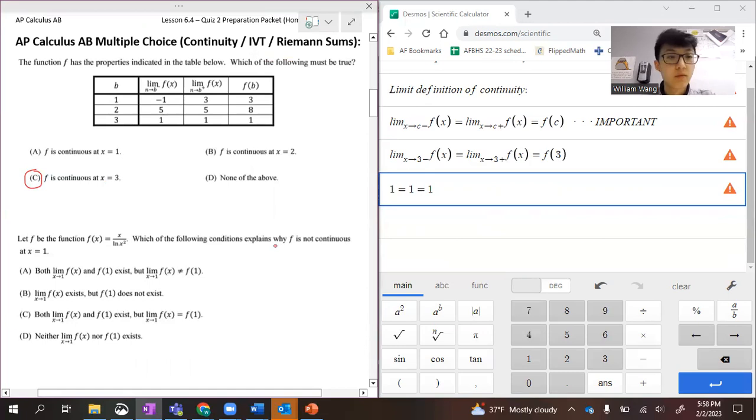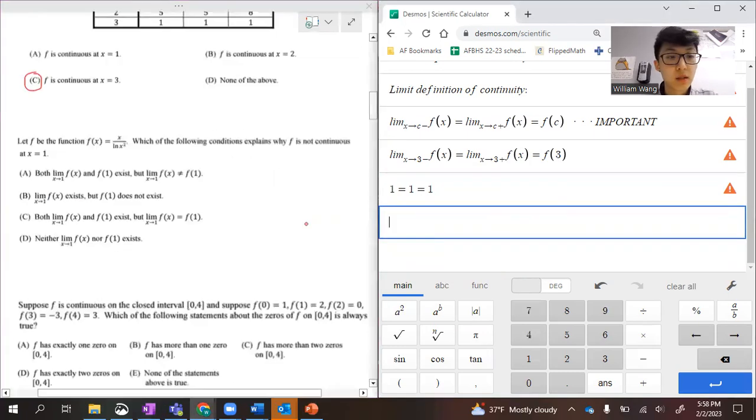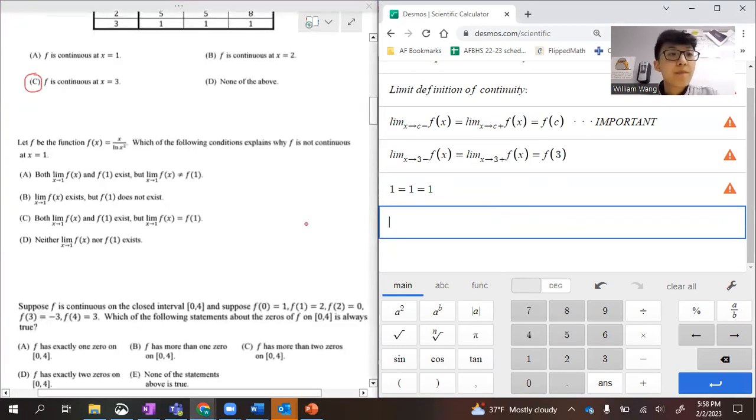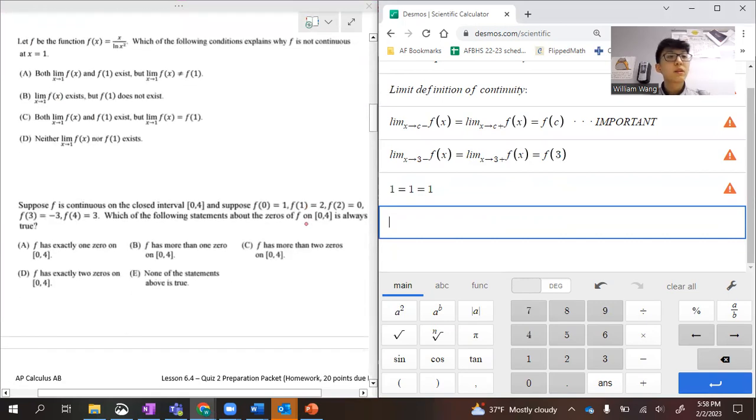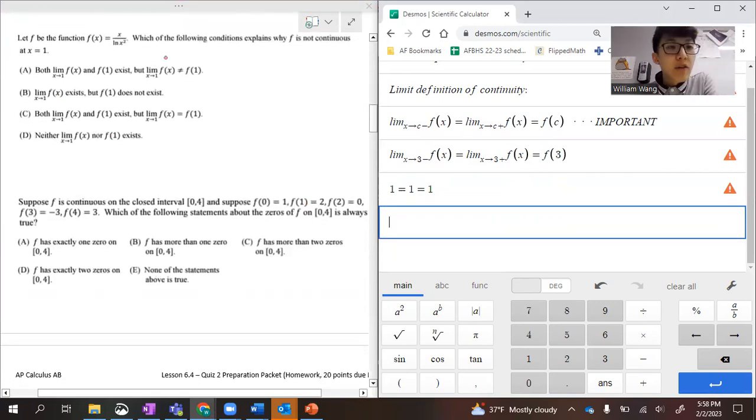At x equals 3. Right. Hopefully that makes sense. All right. Cool. Now we're going to move on to question 2. Let f be the function f of x is equal to x divided by natural log of x squared. Which of the following conditions explains why f is not continuous at x equals 1?